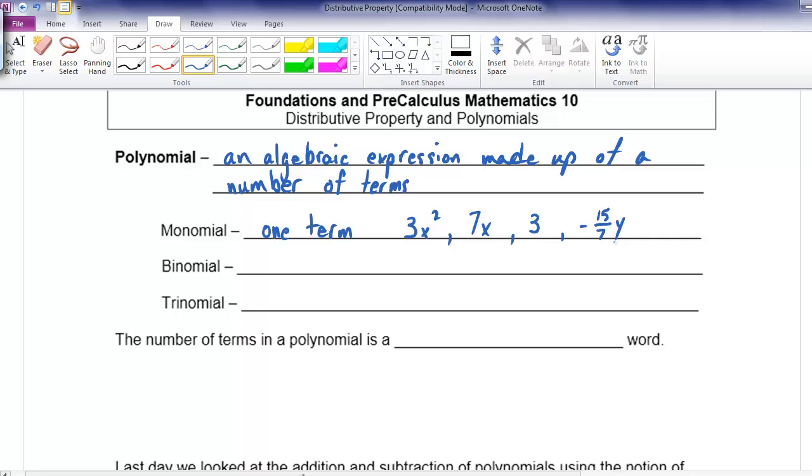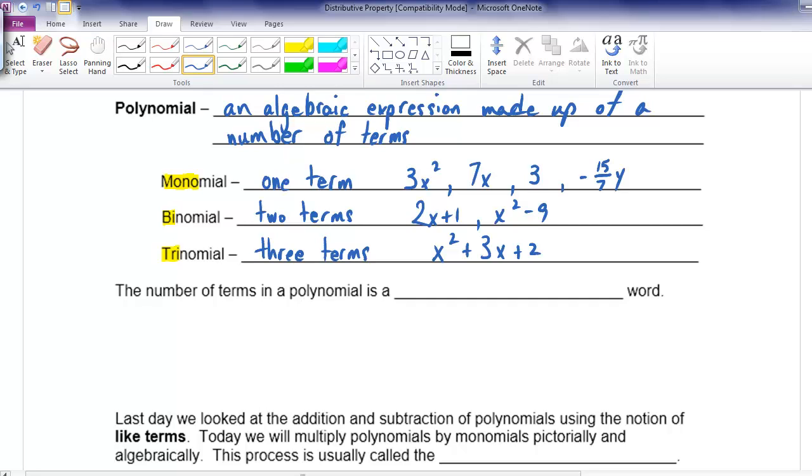A binomial, so mono 1, binomial 2. A binomial is an algebraic expression with two terms. Examples being 2x plus 1, x squared minus 9. So these are examples of binomials. They have two terms. And a trinomial, as we would expect, has three terms. And these are the ones we're going to be looking at the most. An example of a trinomial is x squared plus 3x plus 2, things like that.